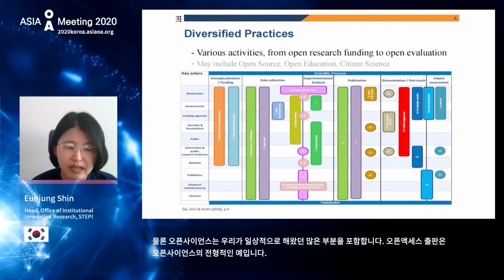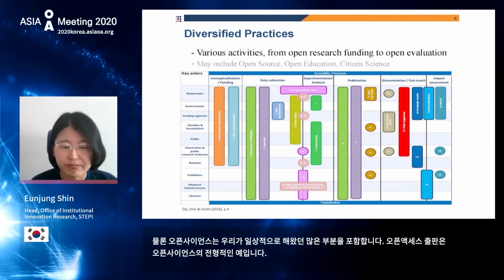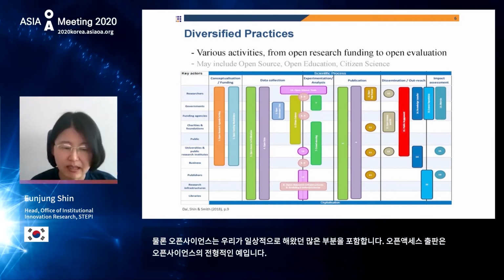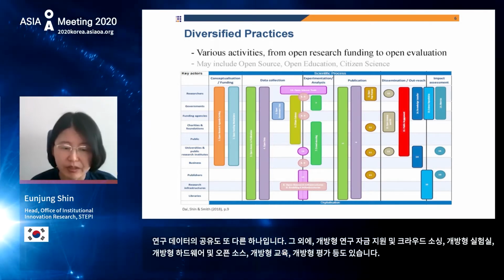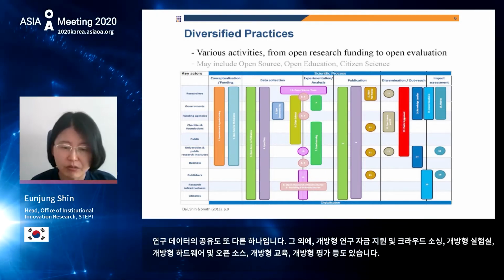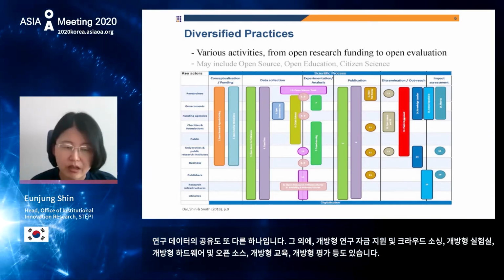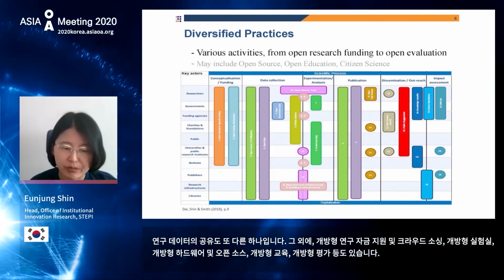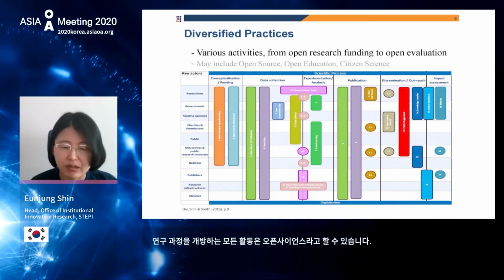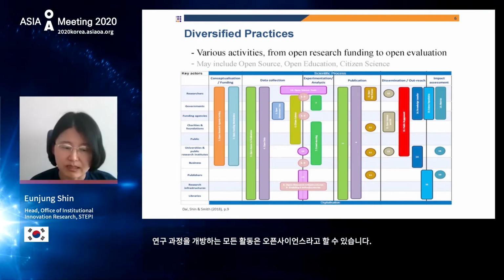Of course, open science would include many different practices in our daily life. Open access publication would be one typical example of open science practices. Sharing of research data would be another one, and there are more: open research funding, crowdsourcing, open research labs, open hardware, open source, open education, open peer review, metrics, open evaluation. All these activities that make the whole research process more open can be considered as open science practices.